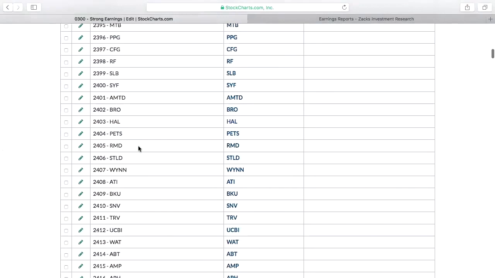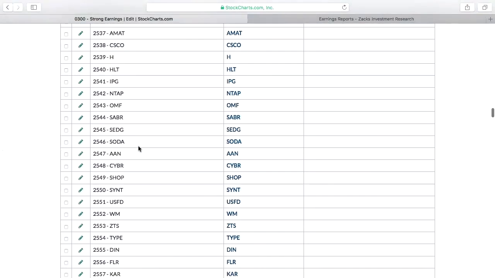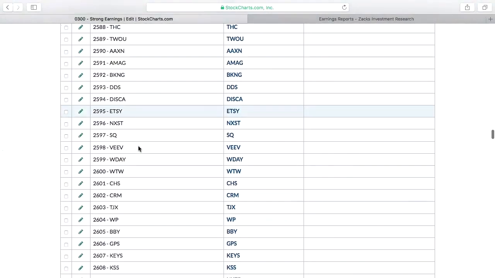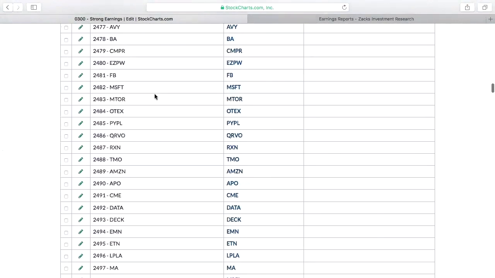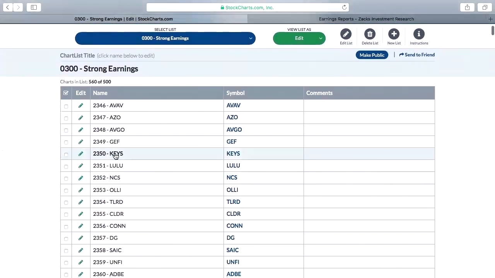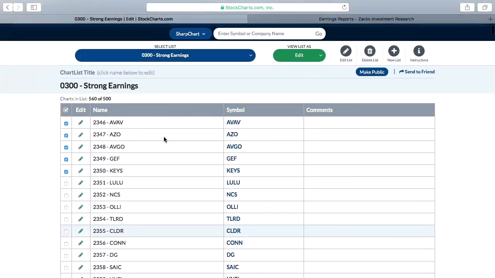Now, let me give you an example of one that I just added. Well, I added a bunch of them, but let me show you Keys. So here you can see Keys has just been added, 2607. Right now my chart list goes up to 2625. So this is one of the more recent stocks that I just added. If we go all the way back to the top, you're going to see Keys was on here. Now I left it because I just wanted to show you all that I can just go through here. But what I would do is just check the ones that I want to get rid of, and then go to the bottom and delete them. And I'll do that later.